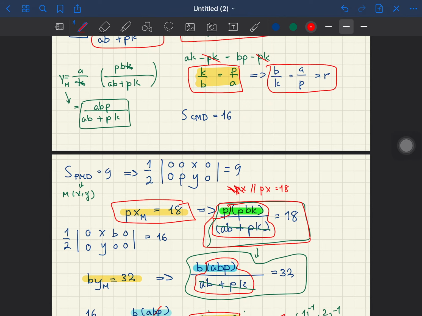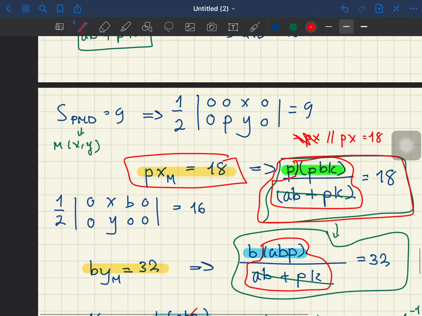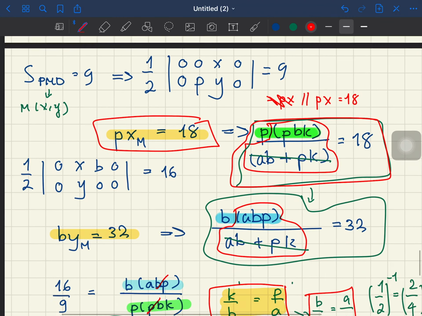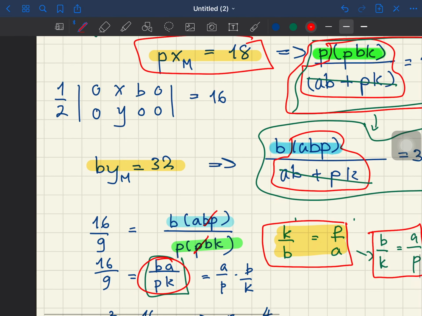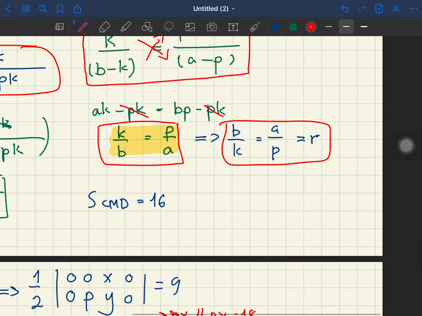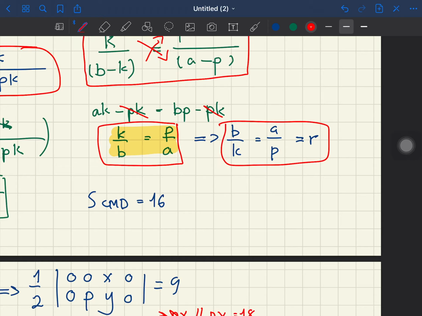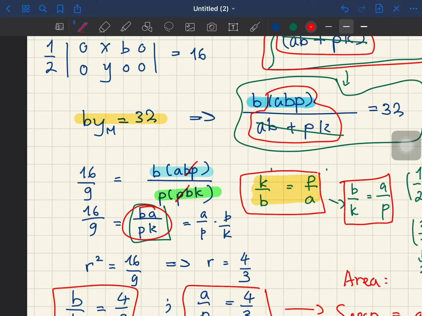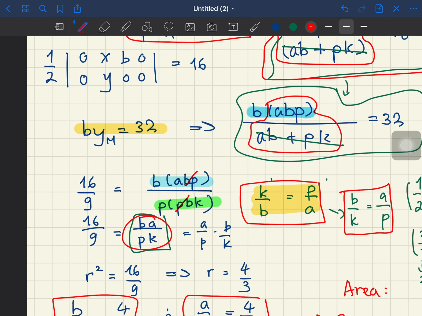And then we tried to divide the two yellow equations here. We will get another simplified result, which is 16 over 9 equals AP times BK. And then we recall from the first yellow equation that we have the similar ratio, B over K equals A over P. And then we name it as the ratio R. We find the ratio R as 4 over 3. Well, why is it 4 over 3 but not negative 4 over 3? Because in this case, we have positive numbers.